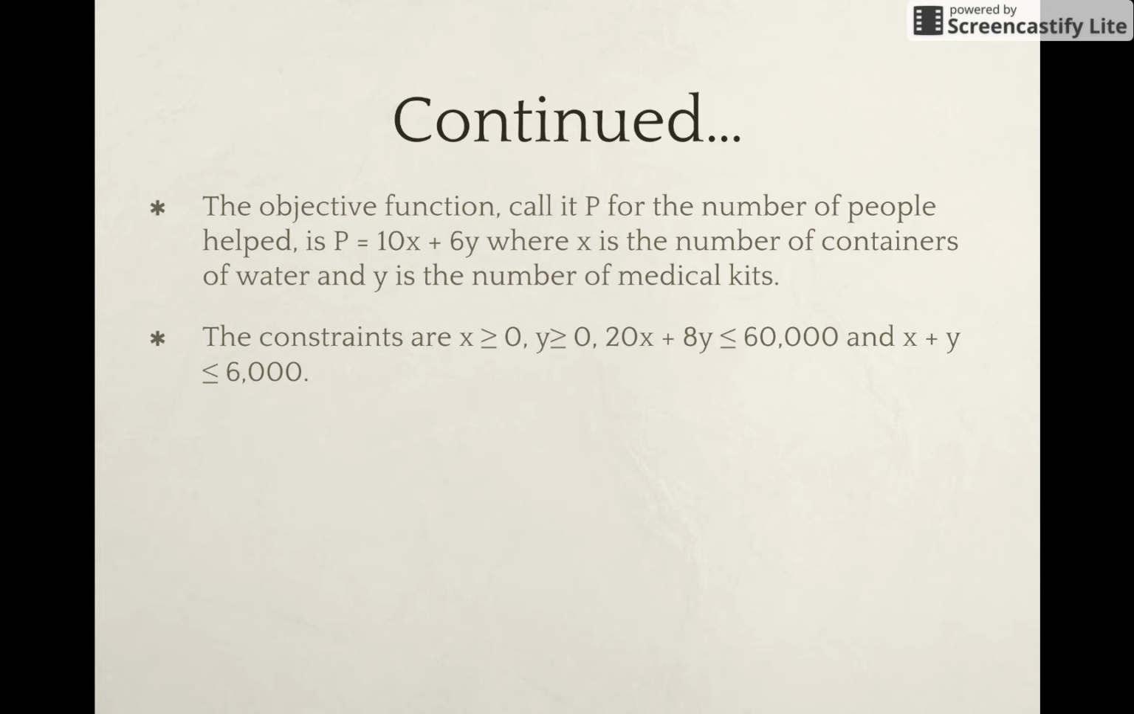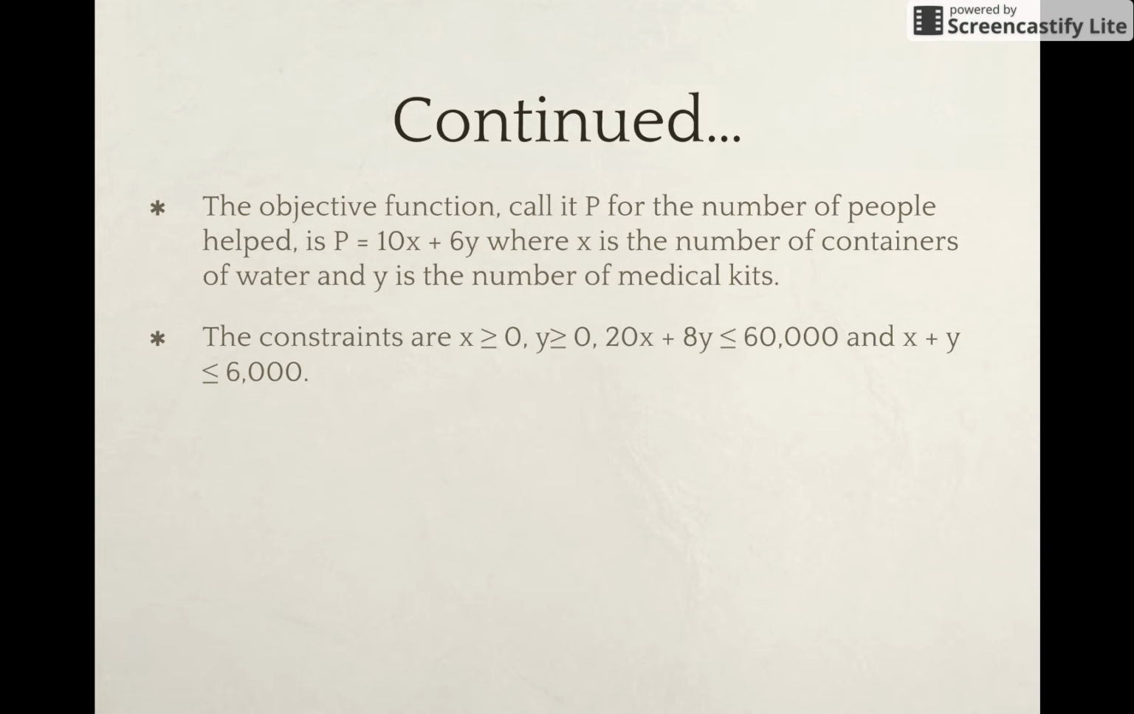The objective function, we'll call it P for the number of people helped, is P equals 10x plus 6y, where x is the number of containers of water and y is the number of medical kits. This is our objective function because the number of people helped is the quantity we're wishing to maximize. We know that for each container of water, we help 10 people, and for each medical kit, we help 6 people.